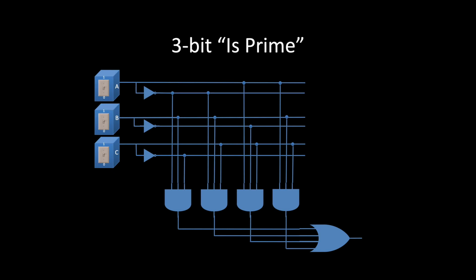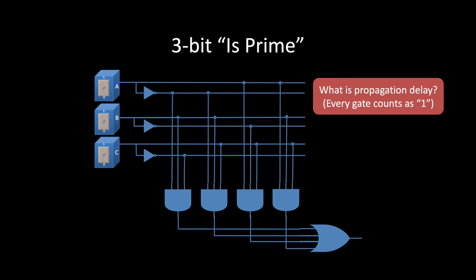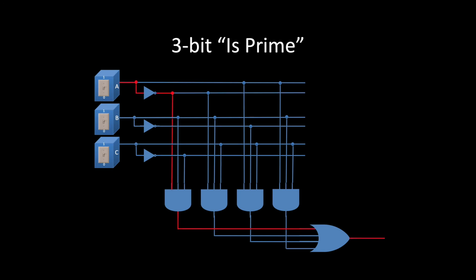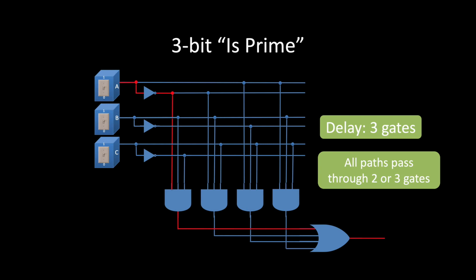So this is a typical circuit built using the big hammer with 3 input bits. How long is the critical path here? And to keep things simple throughout the rest of this video, let's just treat the propagation delay of all gates as 1. All right, here is one of many paths that go through exactly 3 gates. In fact, notice that all of the paths either go through 2 or 3 gates. All paths go through one AND gate and the OR gate, and some paths also go through one NOT gate.